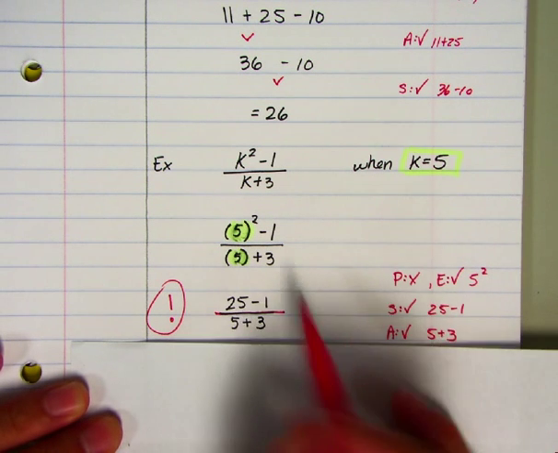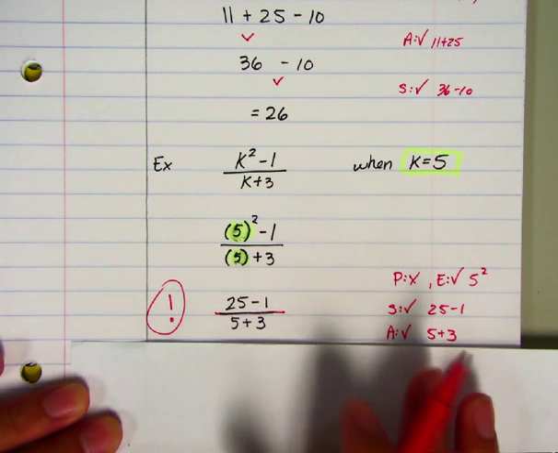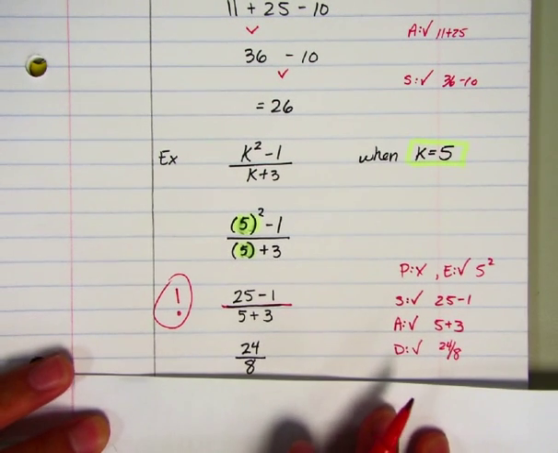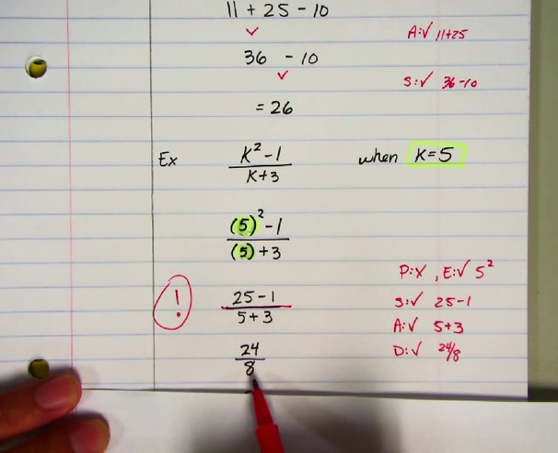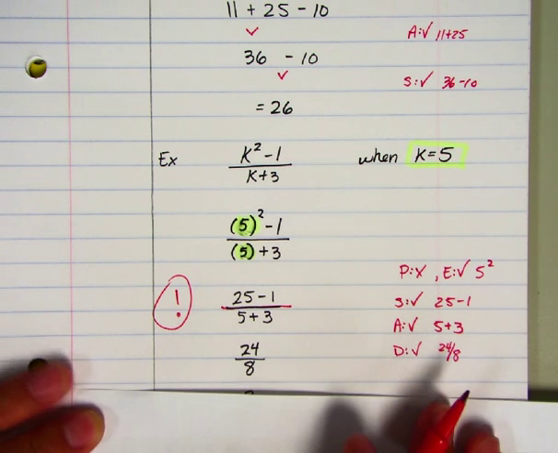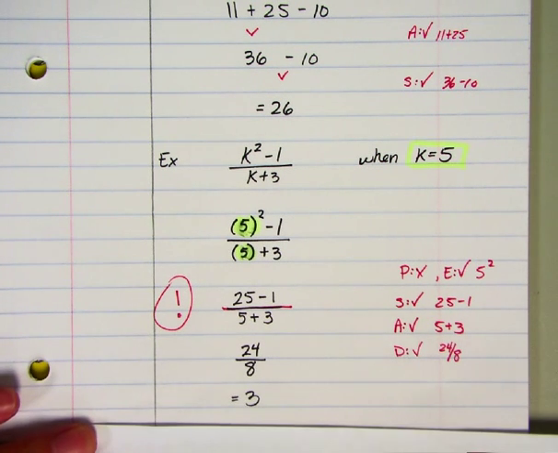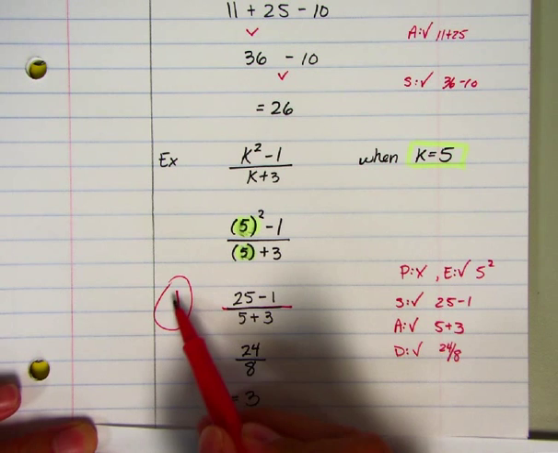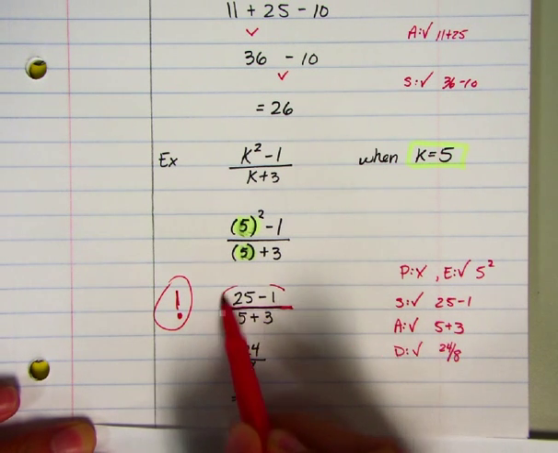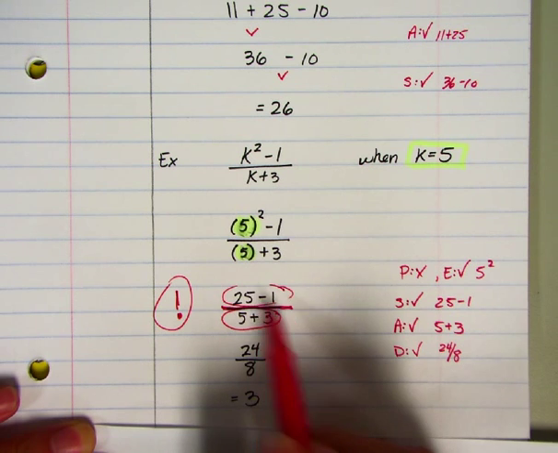So I'm going to look up top and you notice there's 25 minus 1 and on the bottom 5 plus 3. So I'm going to do those. 25 minus 1 is 24 and 5 plus 3 is 8. Now I can come to the division portion and divide these two values together and I get 3 as my final answer. So this is where a lot of students make mistakes. Just watch out. If you see a division bar, take care of everything in the numerator first, then everything in the denominator, then divide.